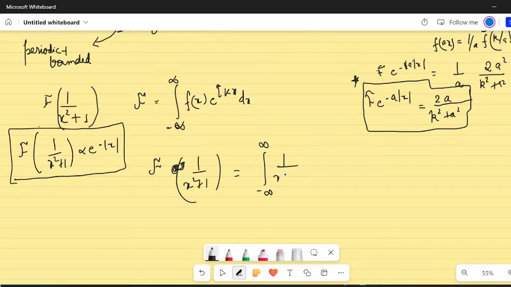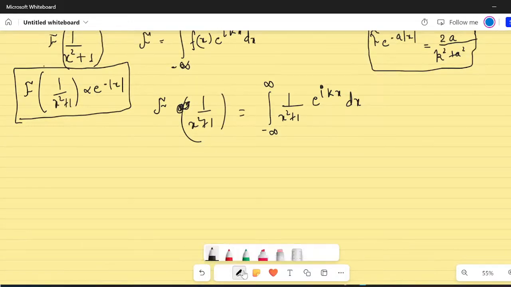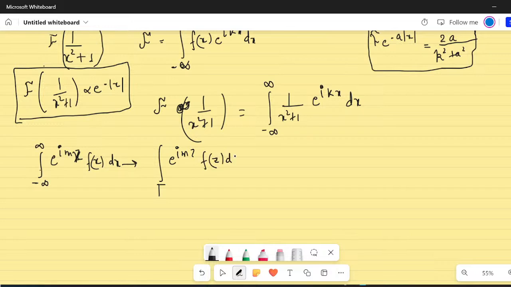1 upon x square plus 1, e to the power iota kx dx. Now you see, in complex analysis, you've already studied one thing: if I have to evaluate a definite integral, or you can say an improper integral, from minus infinity to infinity, and you have this kind of function, e to the power iota mx, multiplied with some function f of x dx, then you replace it by a contour integration, e to the power iota mz f(z) dz. This is what we do actually.